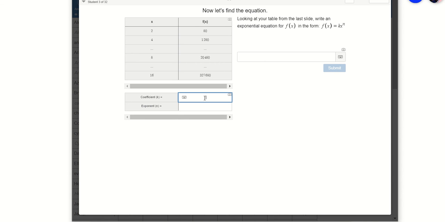And we can test that here. Our coefficient's 5, our exponent's 4. We got f of x equals 5x to the 4th. Remember, make sure you don't have any spaces in here. All right, let's move on to the next one.